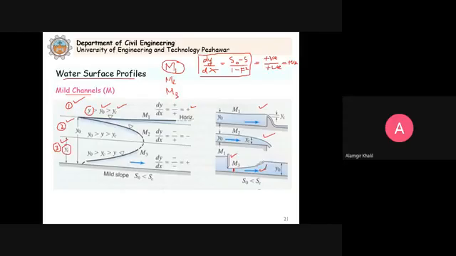And the reason is that we already developed the equation. You see, you have this equation here. And if you use the Manning's formula, then in that case, in this Manning's formula, if you put the values, we have this Manning's formula.